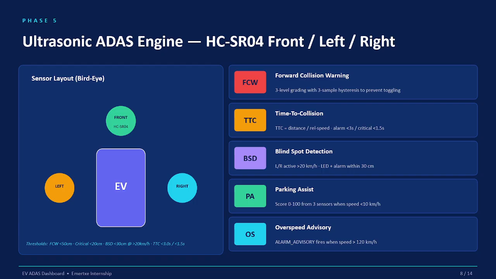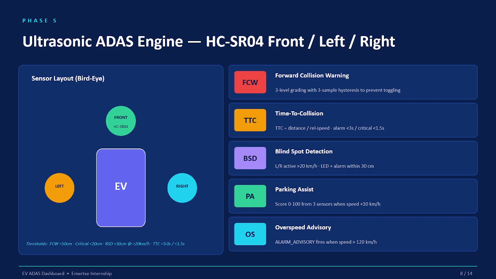Later on, this slide explains the advanced driver assistance system, which is the main safety feature of the project. The system uses three HC-SR04 sensors. One sensor is mounted at the front, another at the left side as the left blind spot, and the third on the right side as the right blind spot. The STM32 continuously reads the distances measured by all three sensors. Based on these distances and the current vehicle speed, the ADAS module decides whether it should warn the driver.